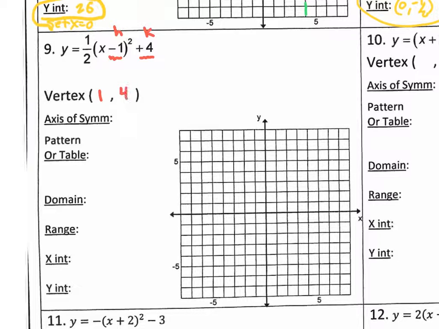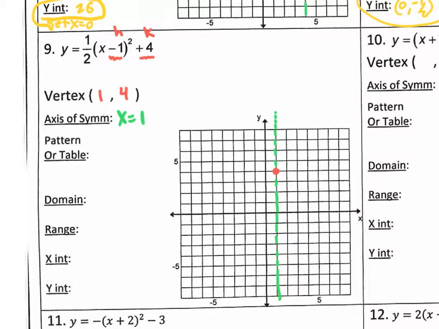+1, +4. That's right. So let's go to the vertex: 1 on the x, 1, 2, 3, 4 on the y. Put a dot right there. And then, of course, the next thing to do, step 2 on any parabola after finding the vertex, is to draw that axis of symmetry right through it. And that axis of symmetry, you have to give me the equation of that axis of symmetry to get credit. That's x equals the x value of your vertex, which is 1.